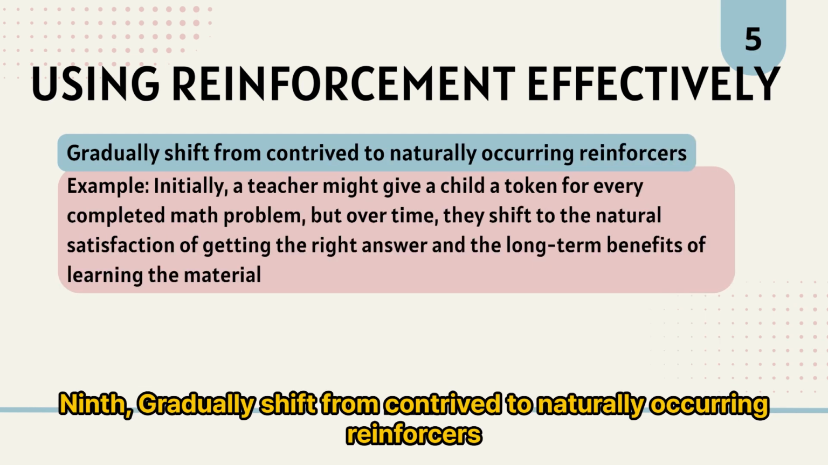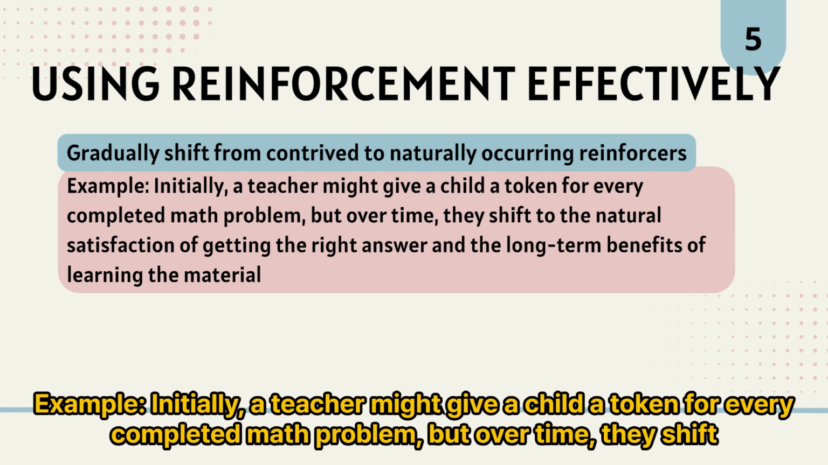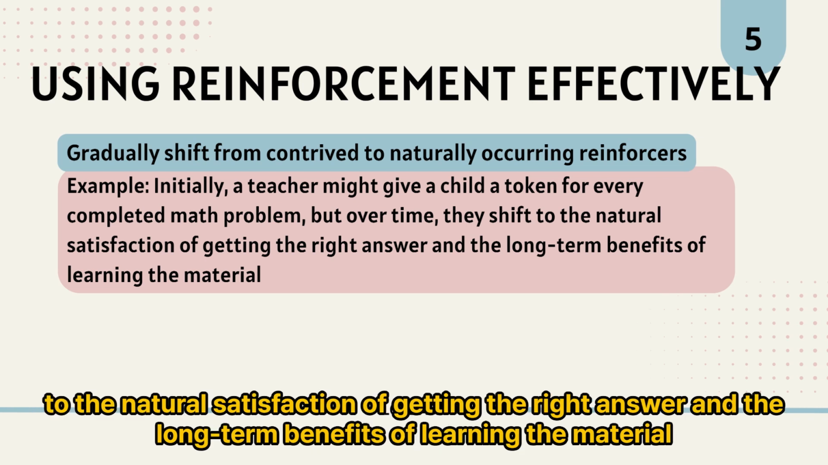Ninth, gradually shift from contrived to naturally occurring reinforcers. Example: initially, a teacher might give a child a token for every completed math problem, but over time, they shift to the natural satisfaction of getting the right answer and the long-term benefits of learning the material.